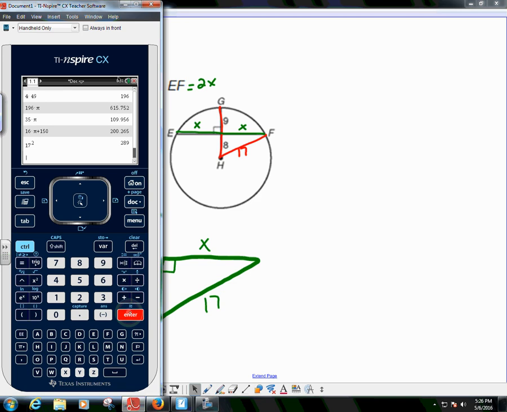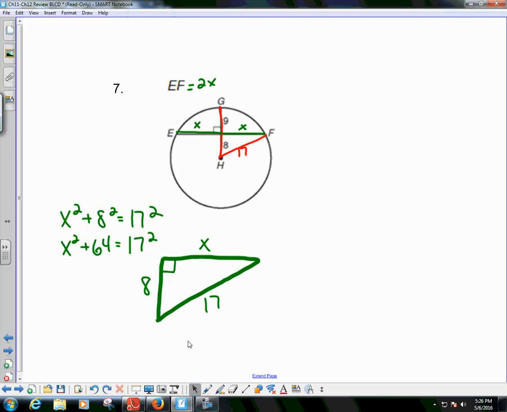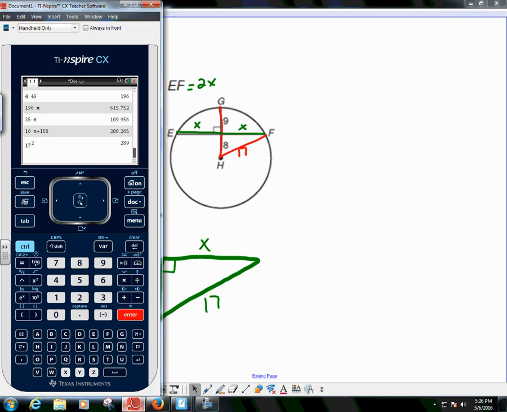17 squared is 289. Of course I knew that. What the heck was I thinking? 289. I'm going to subtract 64 from both sides, and that gives me 225. I recognize that as being a perfect square, and yet I don't trust myself.